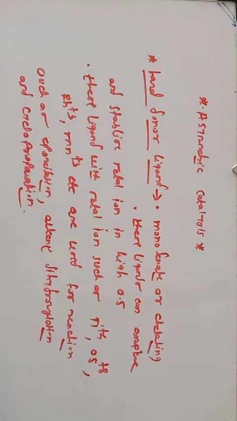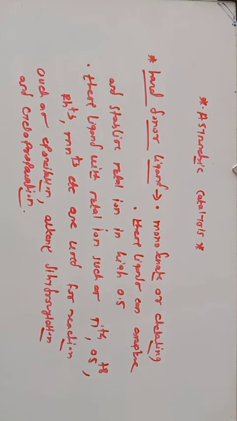So this is regarding the hard donor ligand which is used in asymmetric catalysis. These ligands may be monodentate or chelating depending on the reaction. This ligand can form the complex with metal ion in high oxidation state. This ligand with metal ions such as titanium +4, rhodium +3, osmium +8, manganese +3 are used for the reactions such as epoxidation, alkene dihydroxylation, and cyclopropanation.